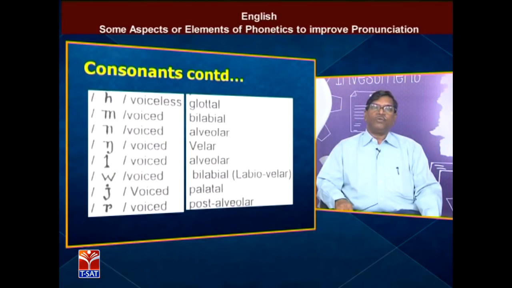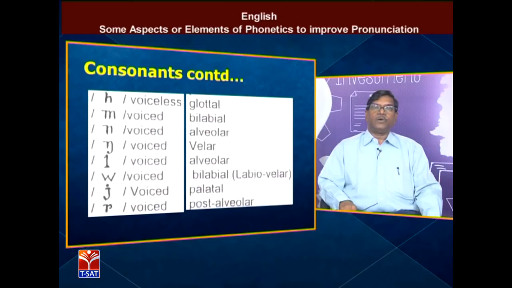So that way we have the vowel sounds and their symbols. You can notice them and practice their utterance. And then remaining consonant sounds are h, m, n, ng.